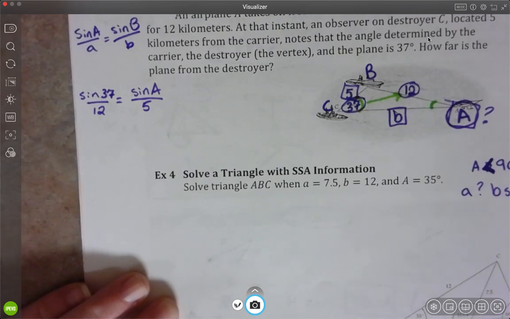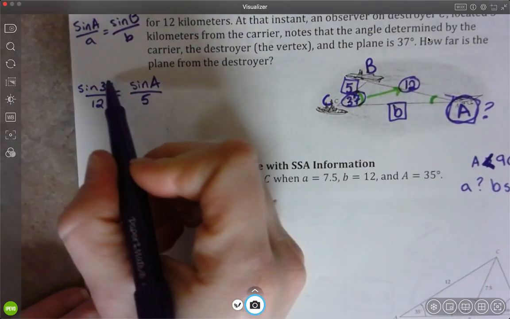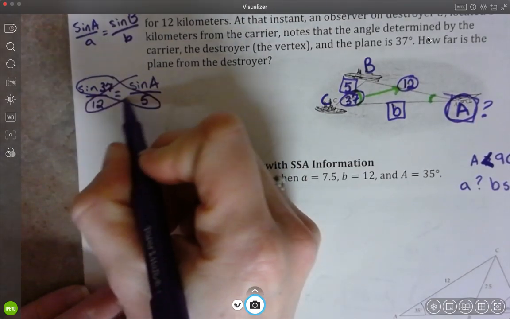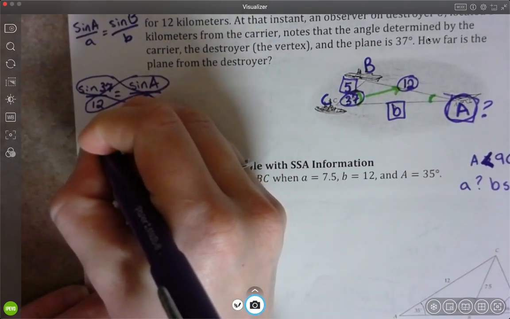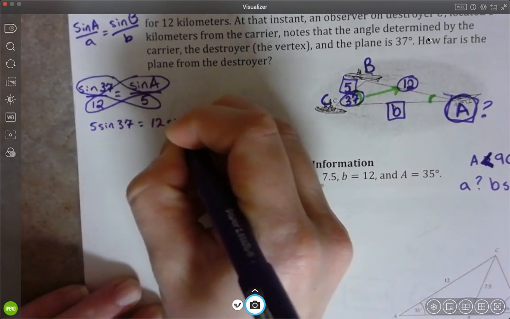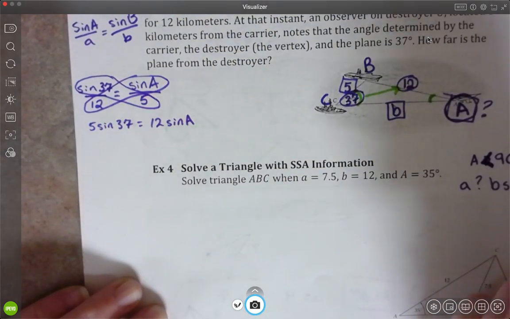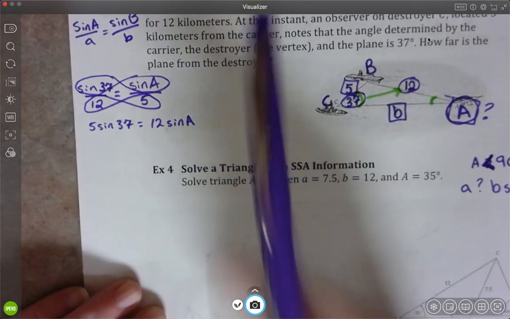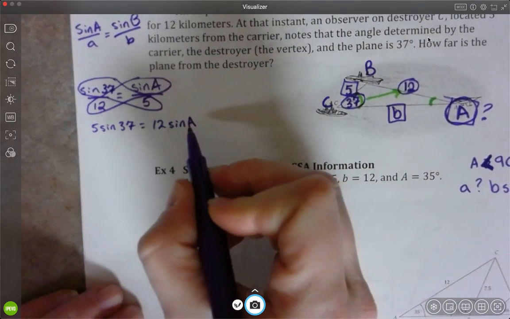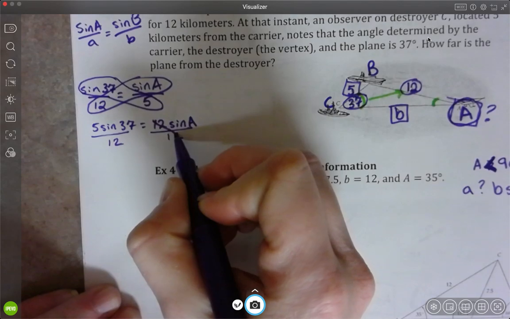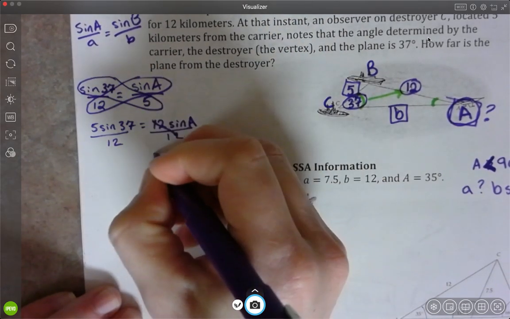So I want to cross multiply. So I have 5 sine 37 equals 12 sine A. And what I want to do is get A by itself. We did kind of an example like this yesterday that ended up not actually coming out with a solution. But we're solving for A. I'm going to divide by 12 here. And then that's what sine of A is.